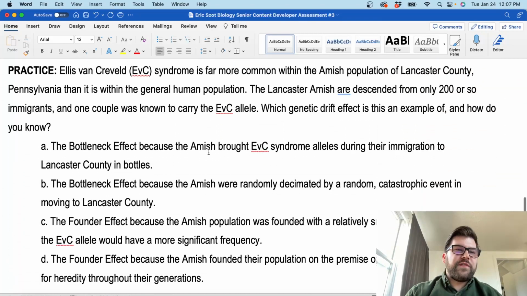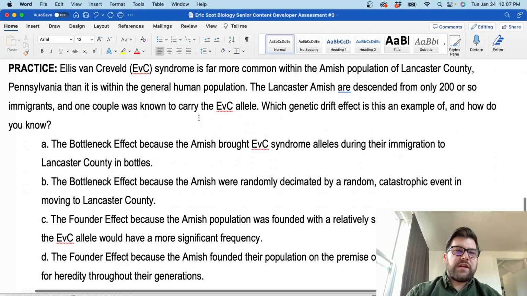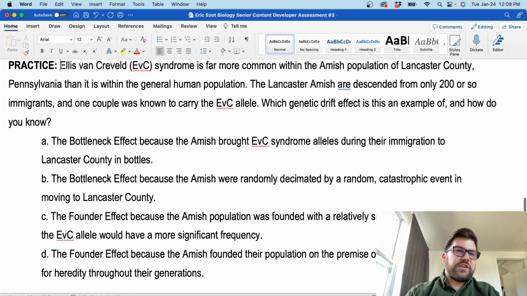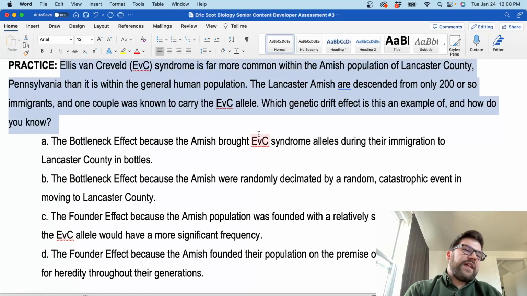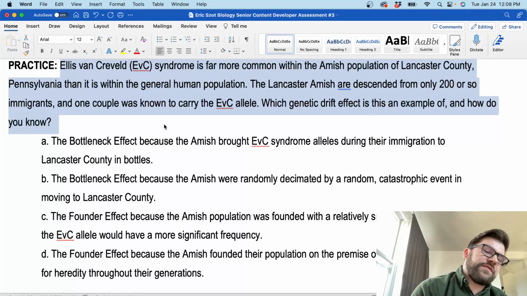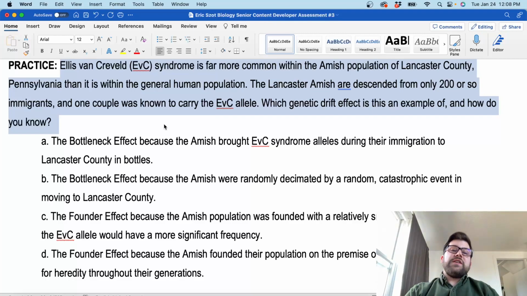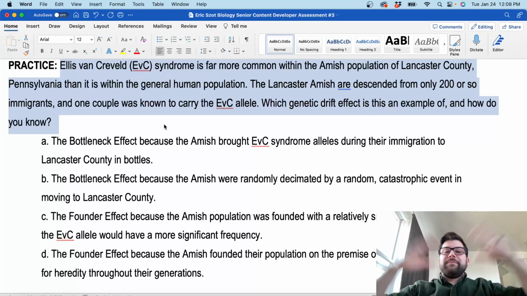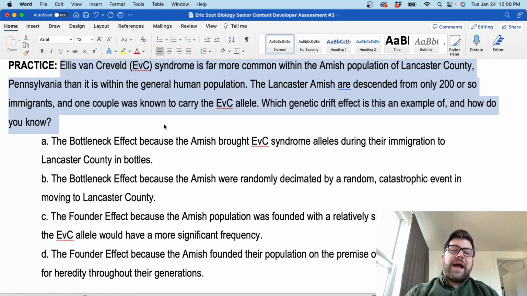Practice problem number 4. Very interesting case here. So let's start with the question. Ellis van Creveld syndrome. If you'd like to see pictures of that, feel free to Google it. It's definitely recognizable, right? But it tends to occur most commonly within the Amish population in Lancaster County, Pennsylvania, more so than it does in the general human population all over Earth. How and why? Let's take a closer look at this.